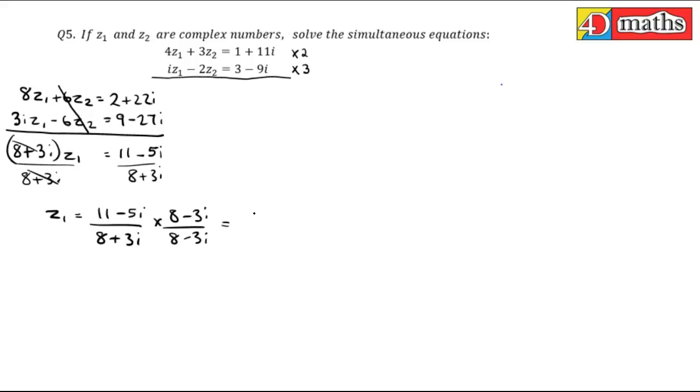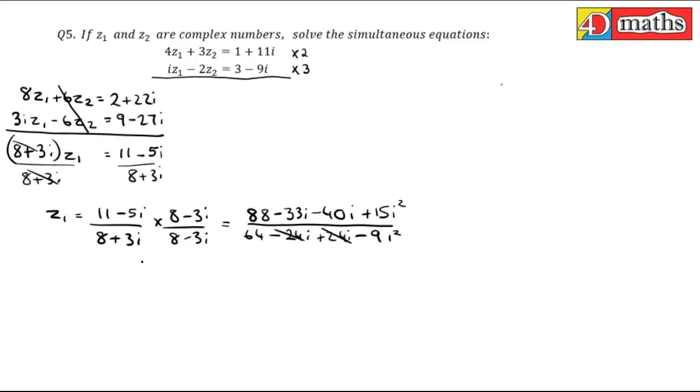So it's 11 by that is 88. 11 by minus 3 is minus 33i. Minus 5 by 8 is minus 40i. And minus 5 by minus 3 is plus 15i squared. And on the bottom, you do exactly the same thing. You get 64 minus 24i plus 24i minus 9i squared. So these will cancel at the bottom.